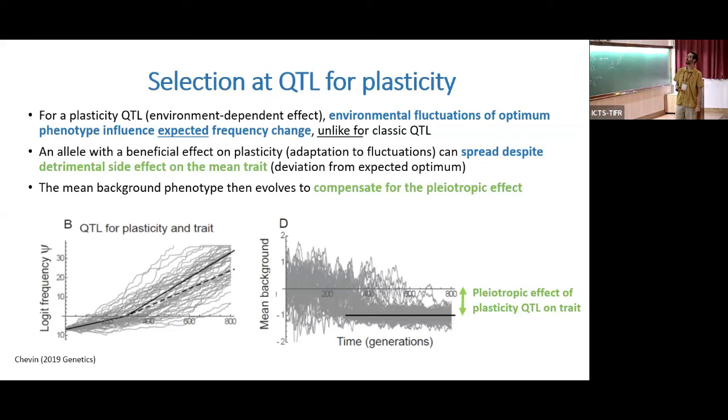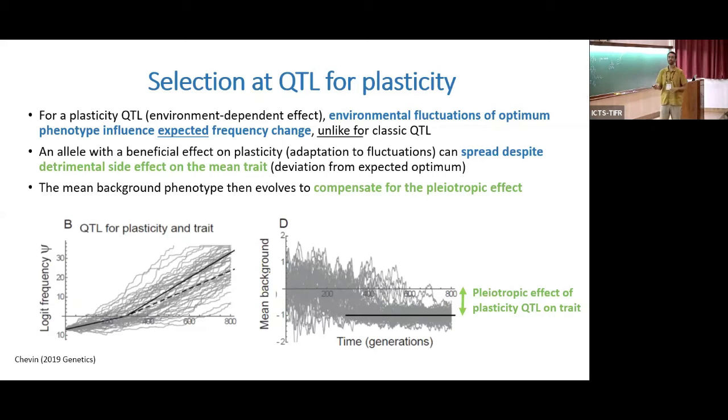This is a bit complicated, but I find it interesting to think that there could be a QTL that has pleiotropic effect, so it affects the trait in the average environment, and it affects its plasticity. And so the mean background is at the average optimum, so there shouldn't be a benefit to having a mutation that moves you away from the optimum. But through its beneficial effect on plasticity, the mutation can still spread.